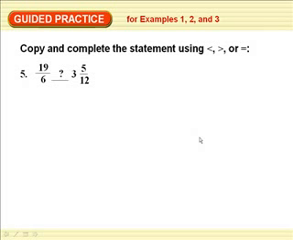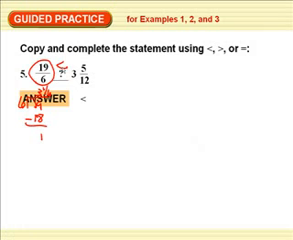Copy and complete the statement. I still like to change these to mixed numbers, so I'm going to divide this thing out. So 6 into 19 goes 3 times, which is 18. 1 left over, 3 and 1/6. 1/6 is smaller than 5/12. 5/12 is almost a half, and 1/6 is less than a half. So it's less than. Yay!